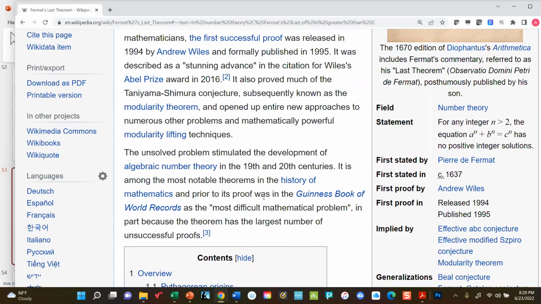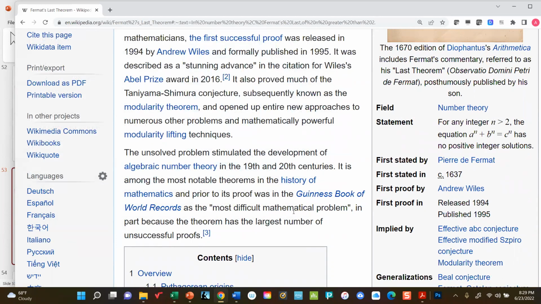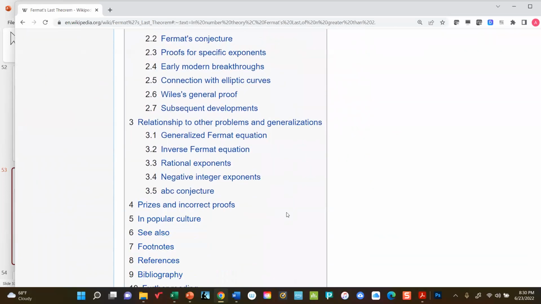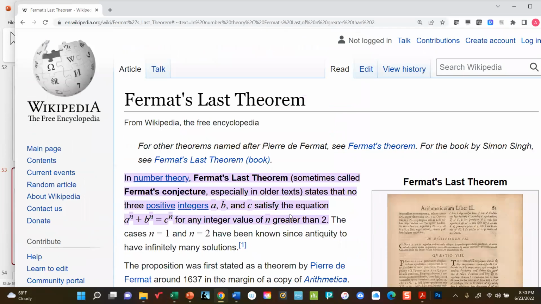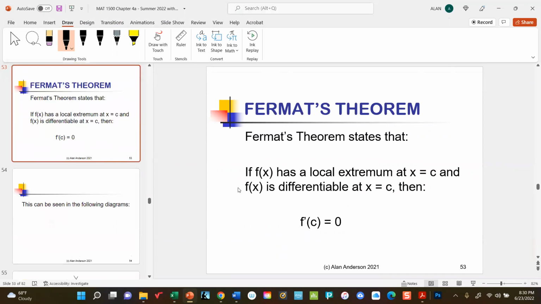And according to that, Guinness Book of World Records called that the most difficult mathematical problem. Interesting. But anyway, that's one of the things that Fermat is known for, that last theorem that nobody could prove for 350 years, even though he supposedly did. Nobody will ever know because whatever he wrote was ultimately lost. Anyway, but here, this is a much simpler idea.